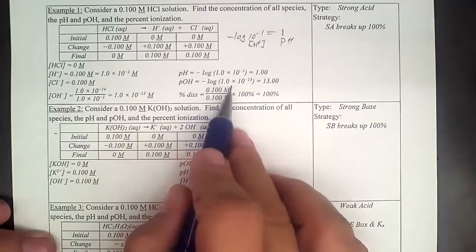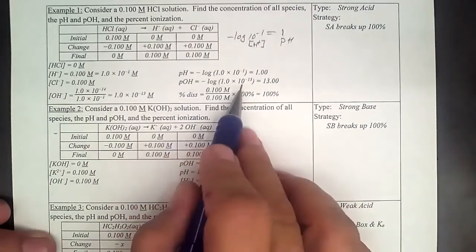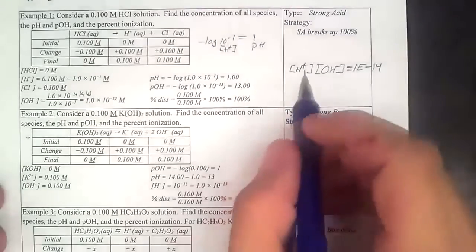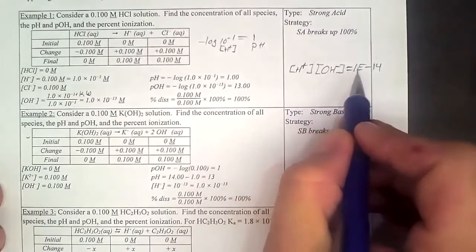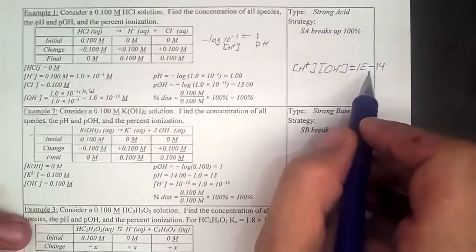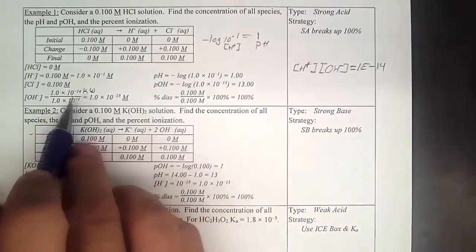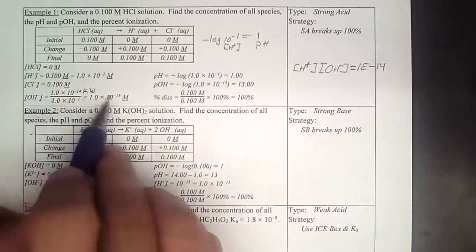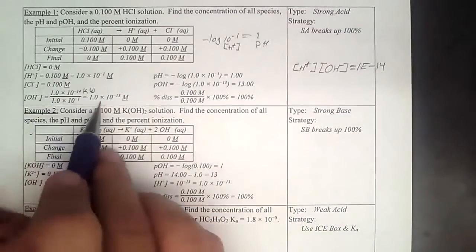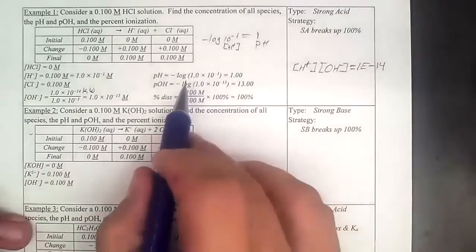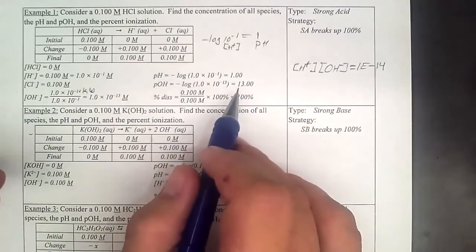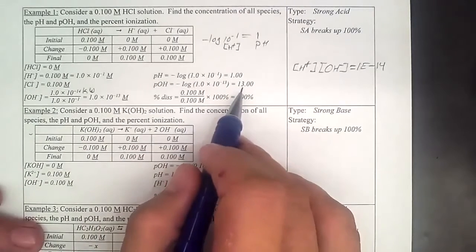pOH is 14 minus that. Well, they did it the other way. Okay. And H plus molarity times OH minus molarity will equal Kw for the temperature being stated, but it's always 25 degrees Celsius on these problems. So there's Kw. If I know H plus molarity, I can divide and I get OH minus molarity. Or we could have just said 14 minus pH is pOH. You're going to get the same answers, good enough anyway, either way.